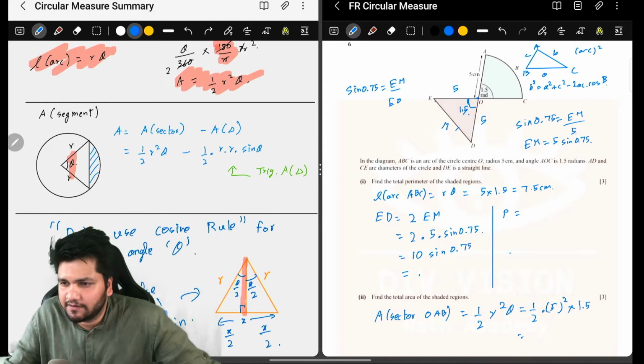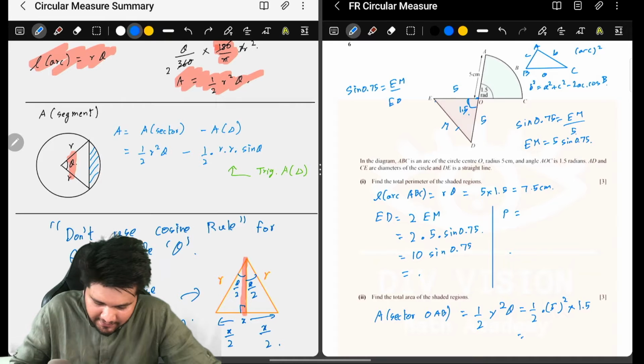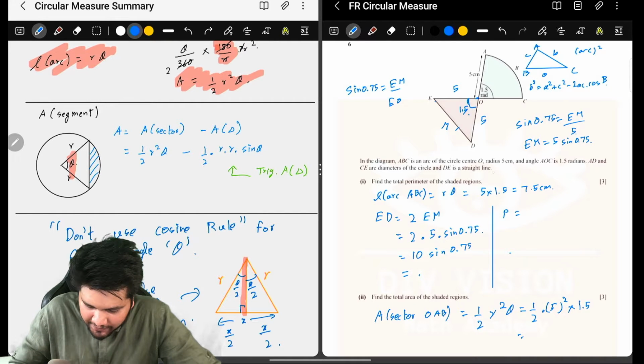Now let's start with the problems of circular measure. As you can see, they have given this problem, and here in the diagram, ABC is an arc of the circle with center O, radius 5 centimeter, and angle AOC is 1.5 radian. AD and EC are diameters.